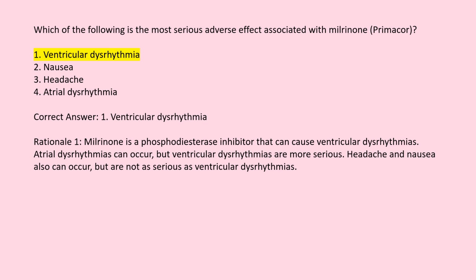Correct answer. 1. Ventricular dysrhythmia. Rationale. Milrinone is a phosphodiesterase inhibitor that can cause ventricular dysrhythmias. Atrial dysrhythmias can occur, but ventricular dysrhythmias are more serious. Headache and nausea also can occur, but are not as serious as ventricular dysrhythmias.